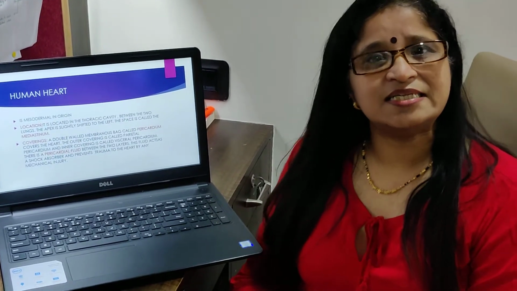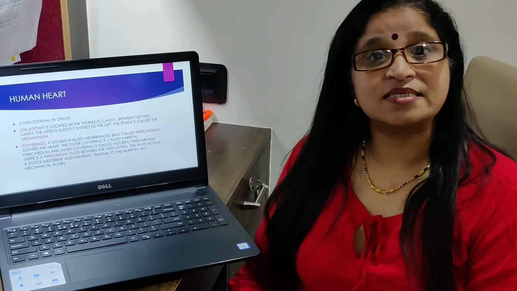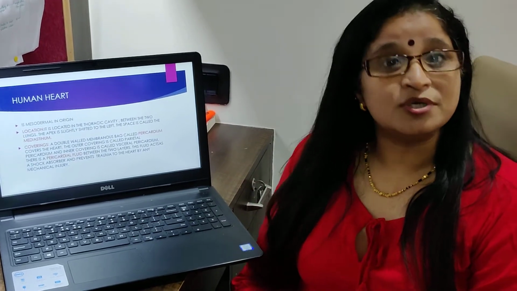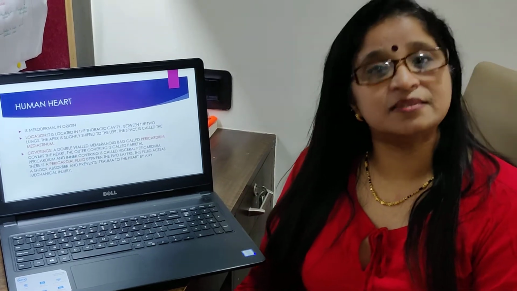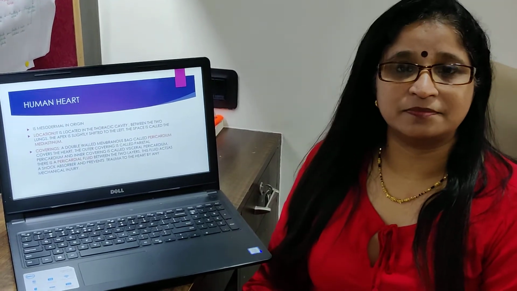As you know, the heart is located in our thoracic cavity, nestled between the two lungs. The space is called the mediastinum. The tip of the heart is slightly tilted towards the left side. Remember, the heart is covered by double membranes known as the pericardium. The outermost membrane is called the parietal pericardium, and the one which is in close contact with the heart is called the visceral pericardium.